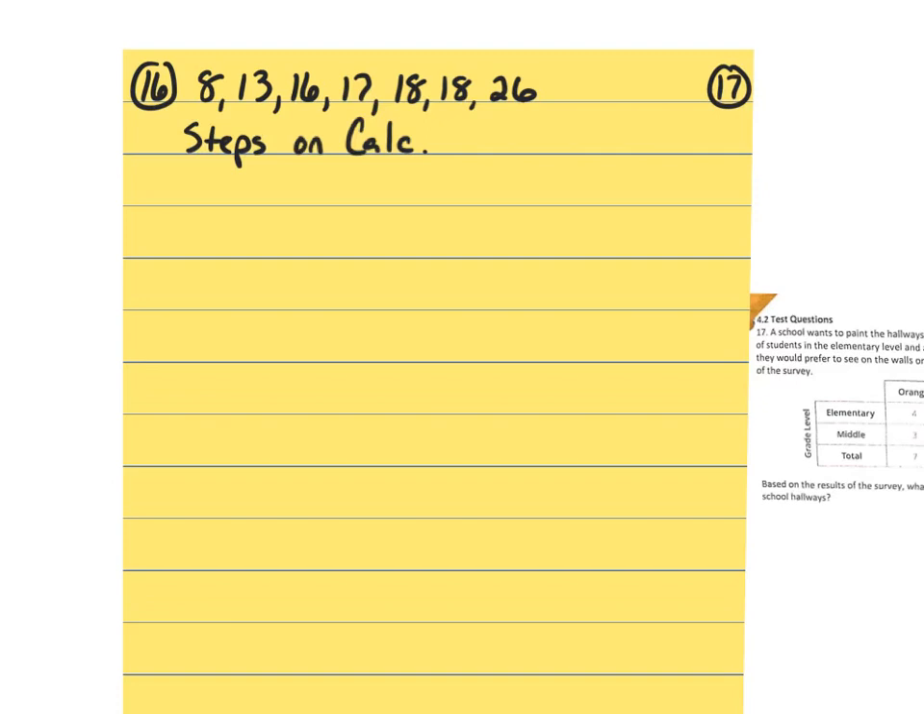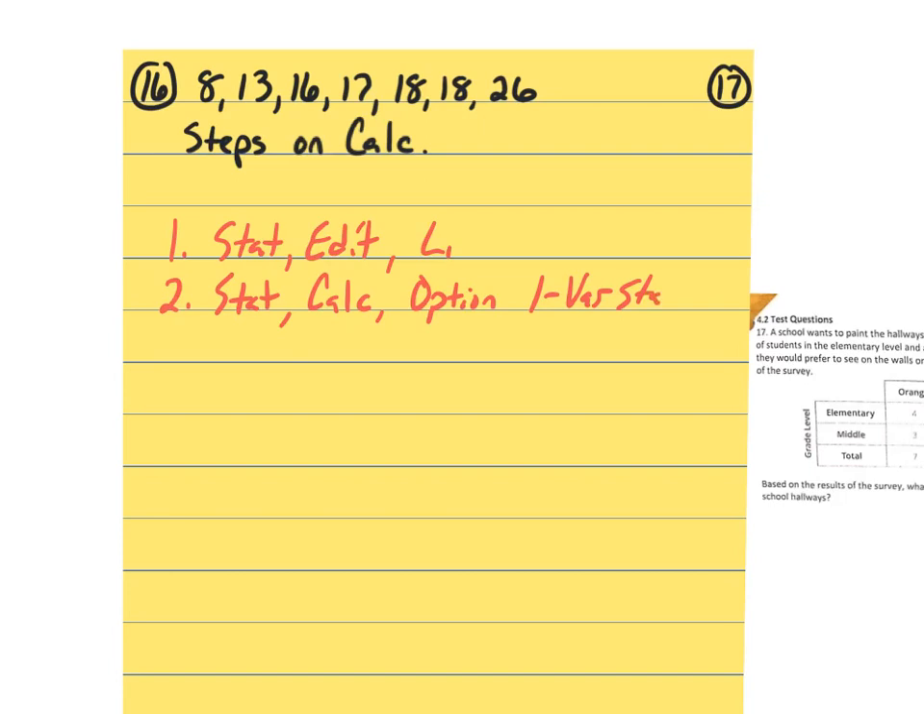All right, on number 16, the steps to do this on your calculator. Step number 1, you're going to hit Stat, then Edit, and you're going to type these numbers into List 1. Once you have those numbers typed in, you have to go back and hit Stat, go over to Calc, and you are going to choose option 1 that says, I believe, 1-Var Stats.